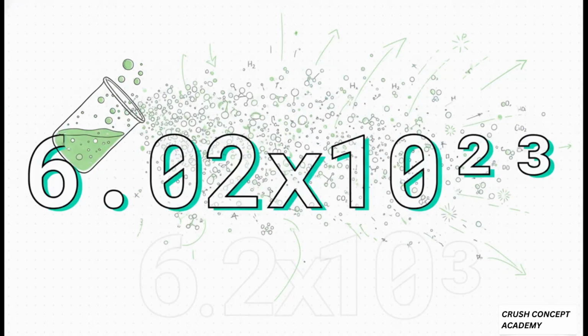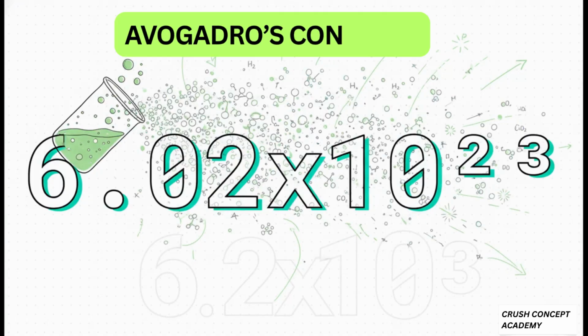I mean, just look at that number. That's Avogadro's constant, and it is absolutely massive. We are talking 602.2 sextillion. It's a number so huge it's honestly kind of hard to wrap your head around, but it is the perfect size for counting atoms on a scale that we can actually work with in a lab.